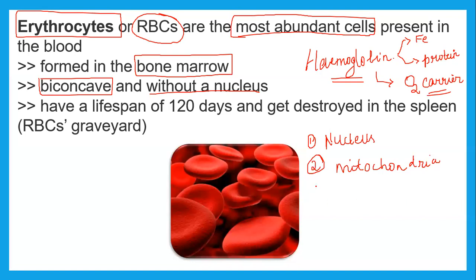Then the third organelle which comes as a question is the endoplasmic reticulum. What is the advantage of RBC not having endoplasmic reticulum?